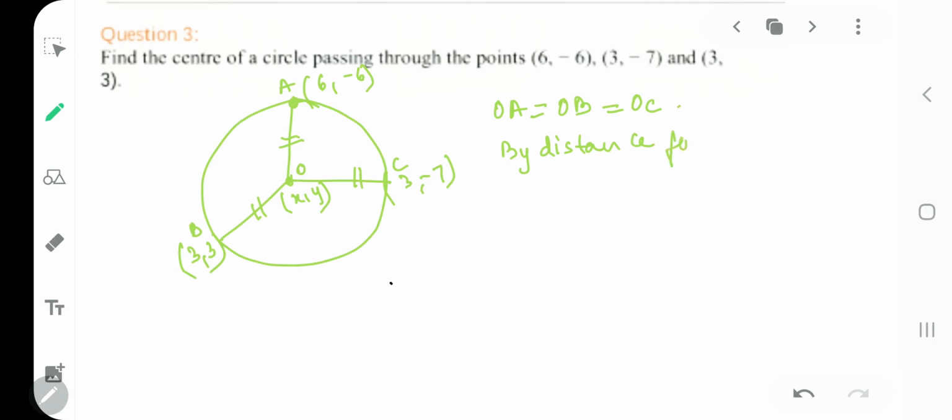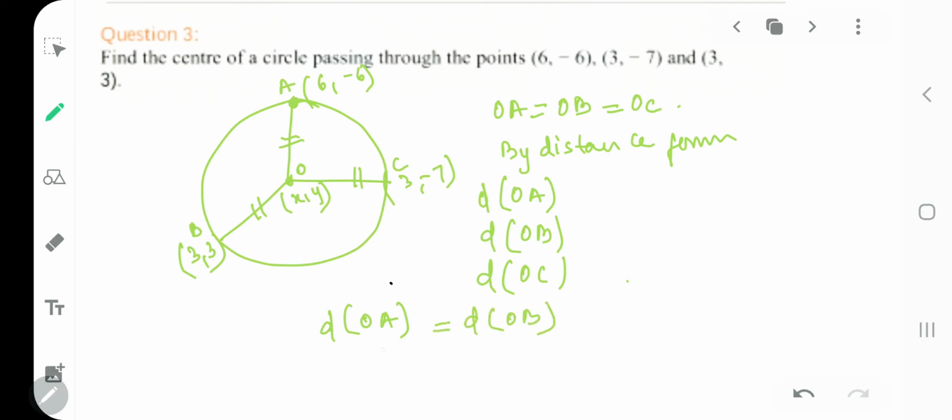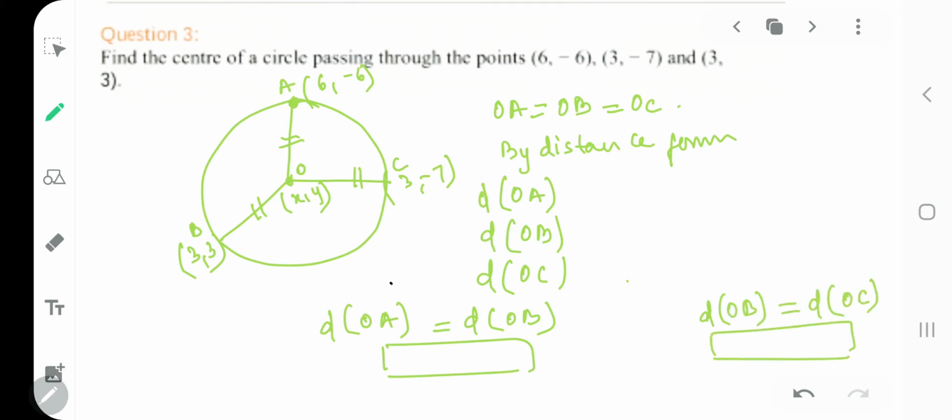By the distance formula, you have to find the distance of OA, and also the distance of OB, and also the distance of OC. Now what you can do is equate the distance of OA to the distance of OB and get one equation. And also equate the distance of OB to the distance of OC and get one equation. You will get 2 nice equations, my dear kids, and then you have to solve these equations simultaneously to get the value of the O coordinates, that is x and y. Got my point clear? Perfect.